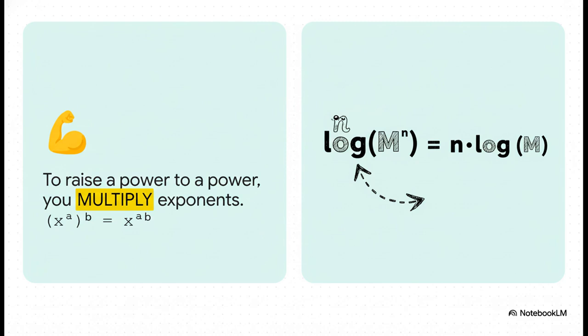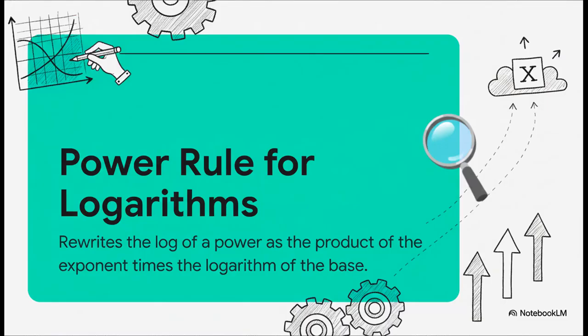This is an incredibly useful trick for solving equations. Let's just state that one formally. The power rule for logarithms rewrites the log of a power as the product of the exponent times the log of the base. This rule is the absolute key to solving for variables when they're trapped up in an exponent.